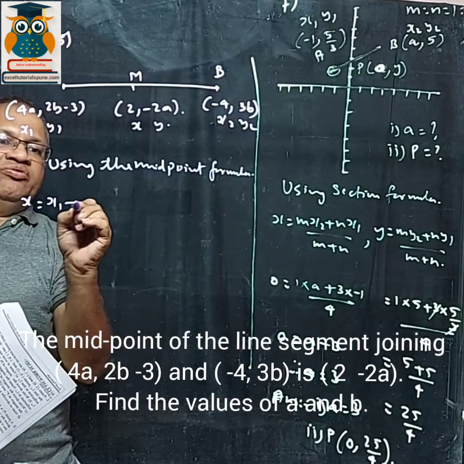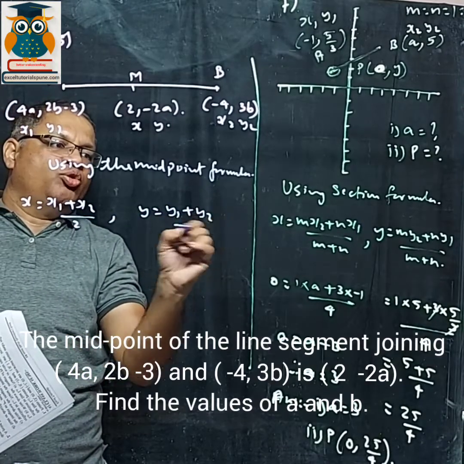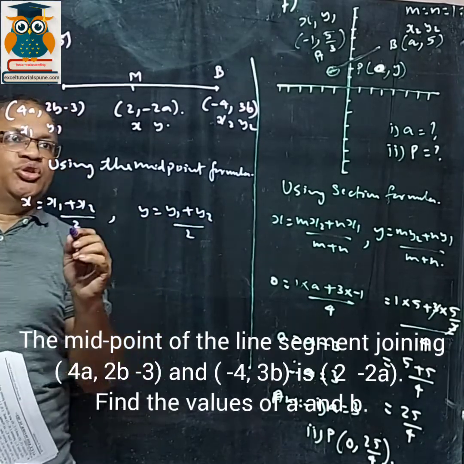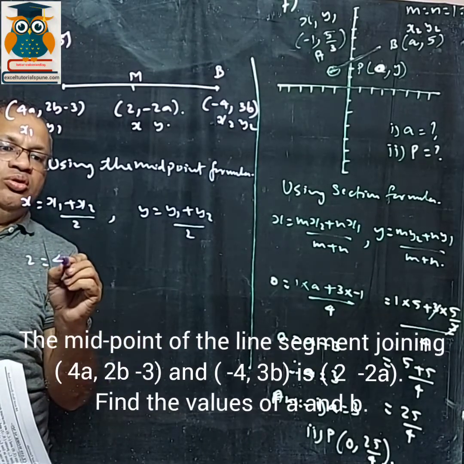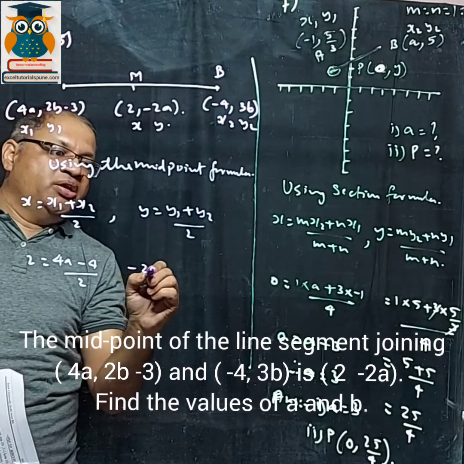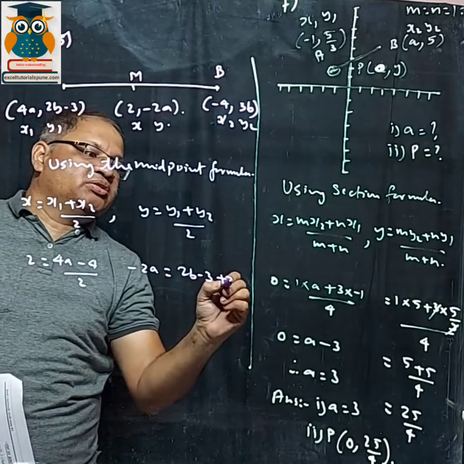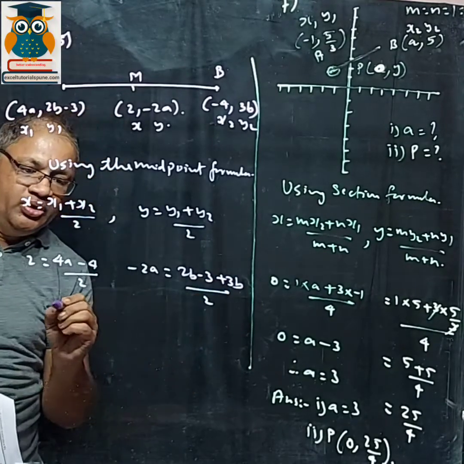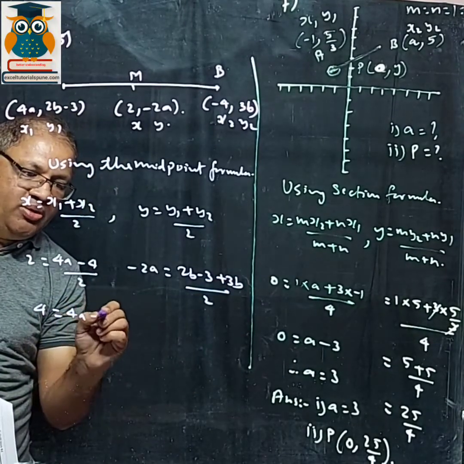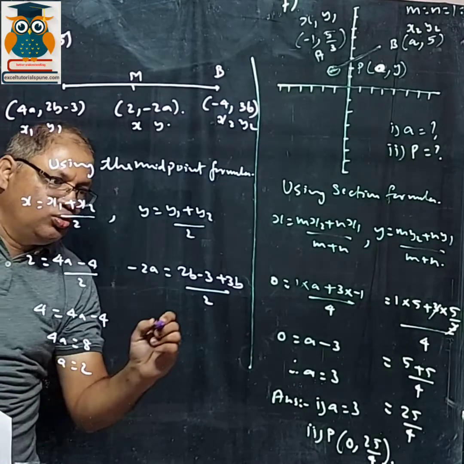x is equal to (x1 plus x2) upon 2, y is equal to (y1 plus y2) upon 2. So substitute: 2 is equal to (4a minus 4) upon 2, and minus 2a is equal to (2b minus 3 plus 3b) upon 2. So it becomes 4 is equal to 4a minus 4. So 4a is equal to 8, a is equal to 2.